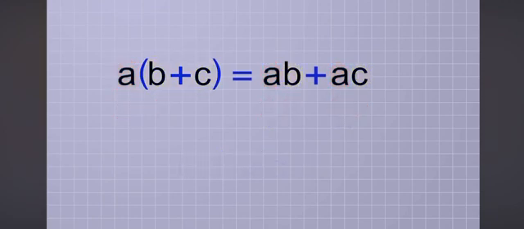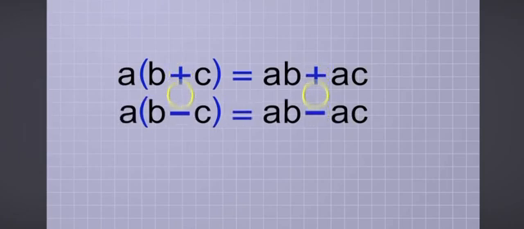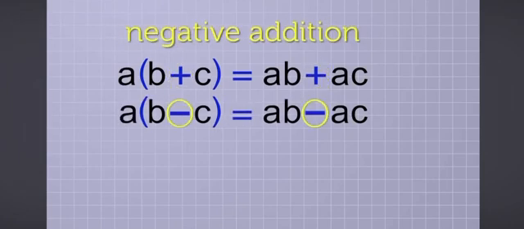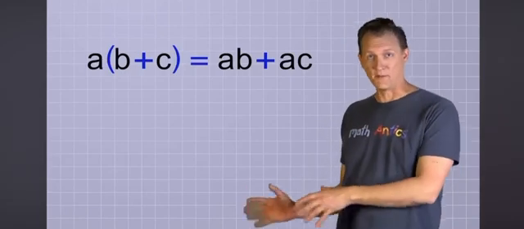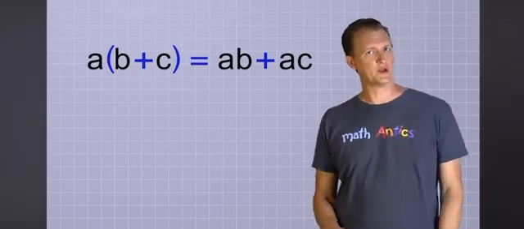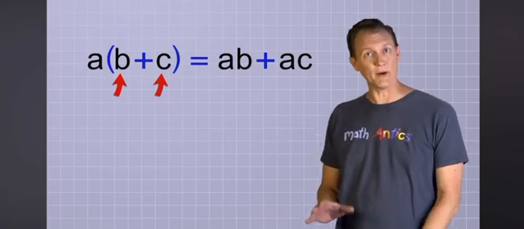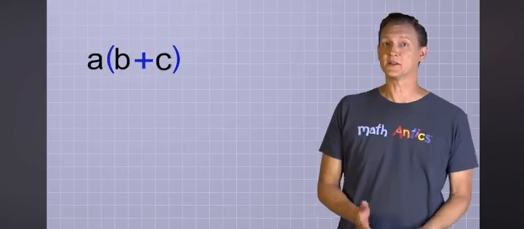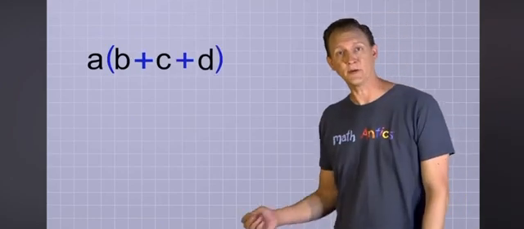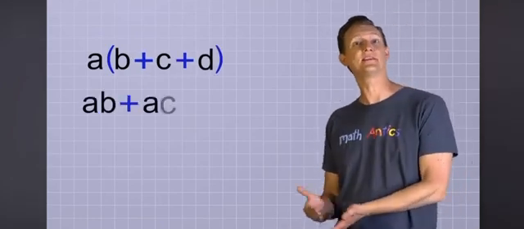And even though this pattern is usually shown with addition in the group, remember that it also works for subtraction, since subtraction is the same as negative addition. But the distributive property does not apply to group members that are being multiplied or divided. Okay, so this is the basic pattern of the distributive property. It's usually just shown with 2 members in the group, but remember that it works for groups of any size. We could have a times the group b plus c plus d, and the equivalent distributed form would be ab plus ac plus ad.